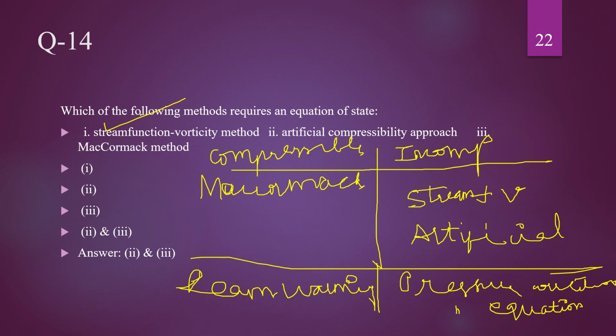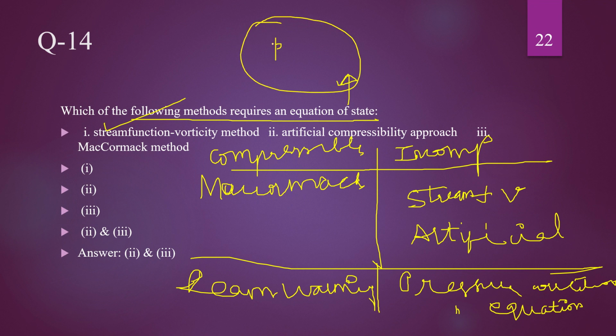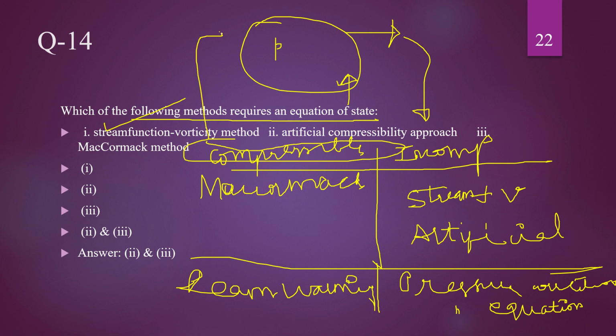So which of the following methods requires an equation of state? This equation of state is used to obtain scalar values like pressure, for example. In incompressible fluid flow methods this value is explicitly solved, whereas in compressible methods the equation of state is required to get the values of pressure or other scalars.